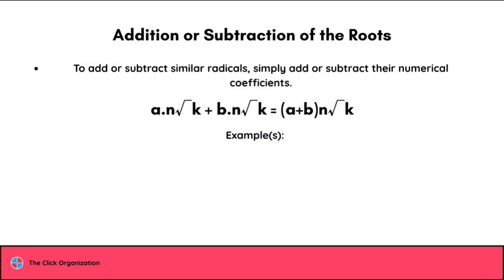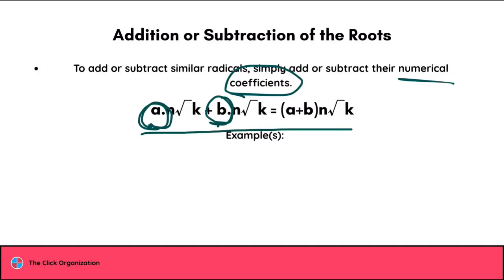Okay, so to add or subtract similar radicals or roots, simply add or subtract their numerical coefficients. What are numerical coefficients? Well, the numbers that are in multiplication with the root. In here, it's b, and in here it's a, and in here it's b, right? These are the numerical coefficients. Of course, this is a formula, so we're demonstrating it with a letter, but overall, when we have numbers as well, the coefficients are the numbers that are in multiplication with the roots, okay?